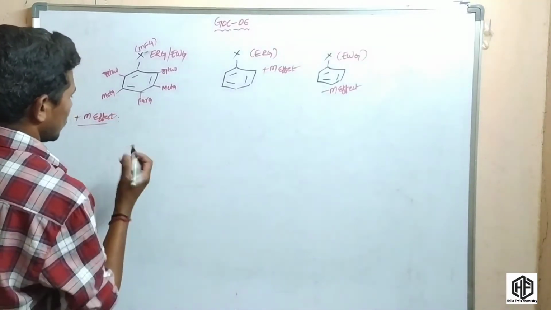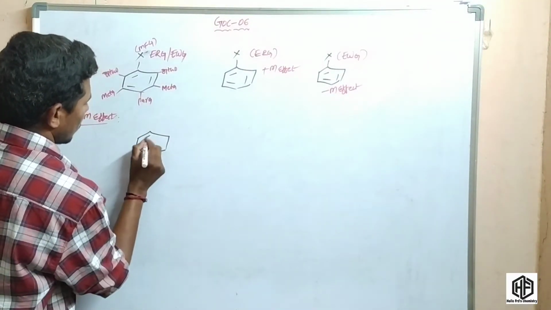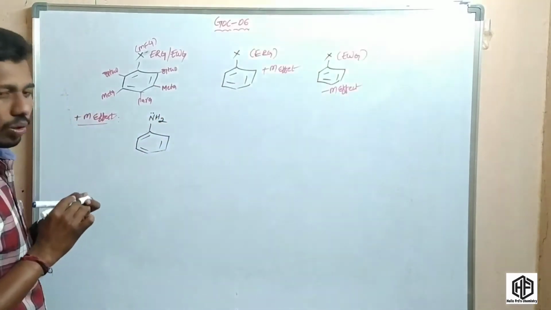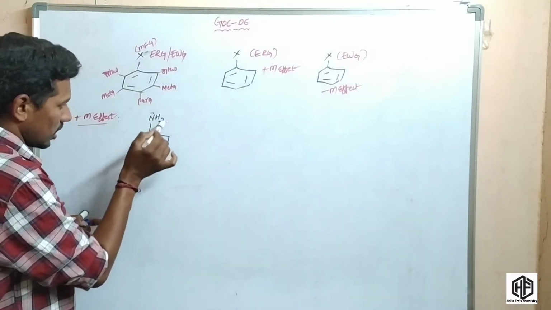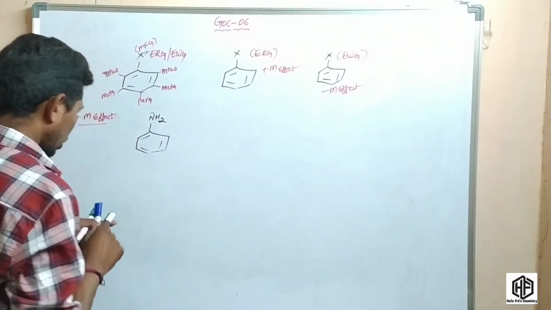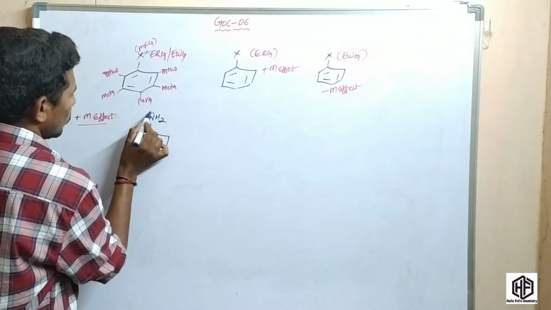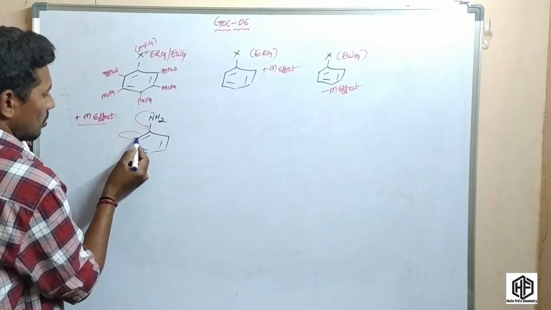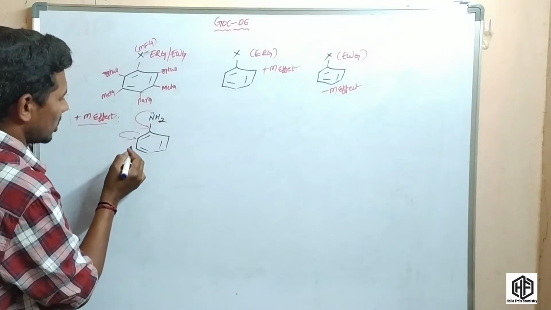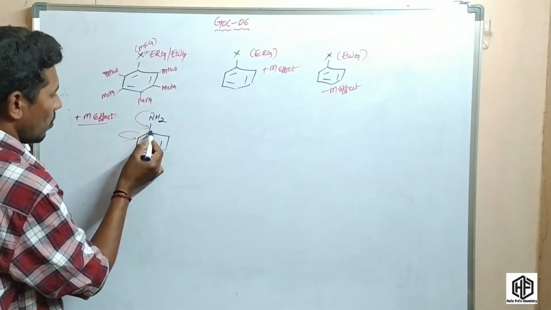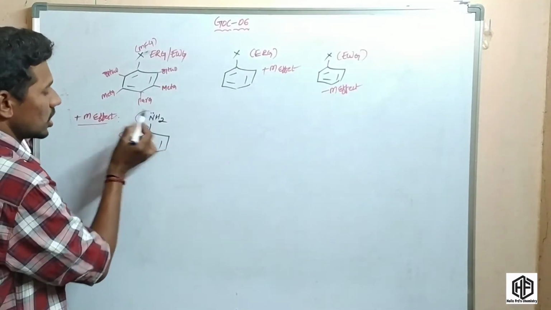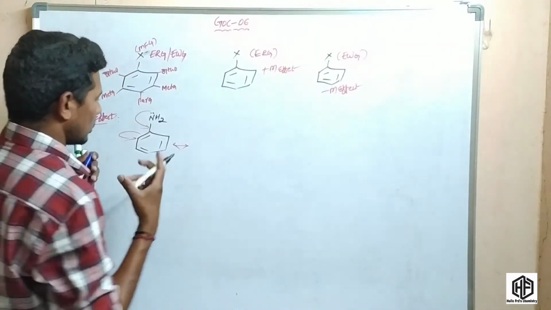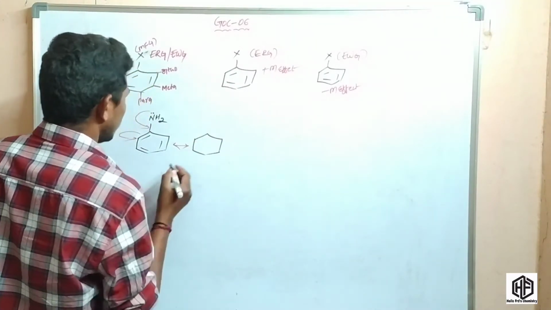For example, this is my benzene ring, connected with NH2. The nitrogen has a lone pair of electrons. This resonating structure is connected with an electron releasing group. This lone pair of electrons will be donated to this side, shifting towards this carbon atom. The main functional group's adjacent carbon is the ortho carbon, and the ortho carbon gets a negative charge. This carbon has a positive charge, and the lone pair of electrons approaches here. What resonating structure do we get here? Here the resonating structure is, this is my benzene ring.